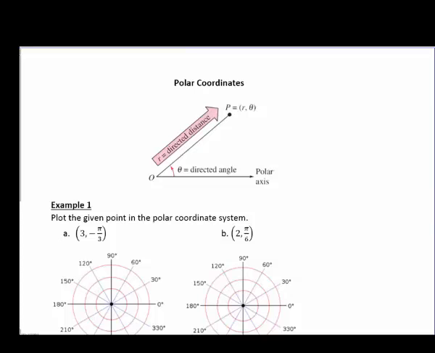So we know about the rectangular coordinate plane. Now we're going to take a look at the polar coordinate plane. In rectangular coordinate planes, we have x and y values, and that's how we plot our points. For polar coordinates, the r, or the first value, is the distance from the origin. And then the second value is the angle, the amount of rotation that the point is going in.